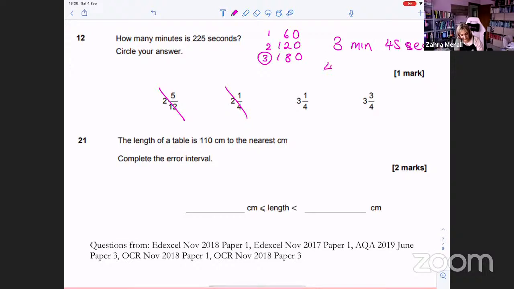Now 45 is out of 60. So 45 divided by 60 is definitely more than a quarter, because you know a quarter is 15. So it's going to be 3/4. And you can cancel down to find that.